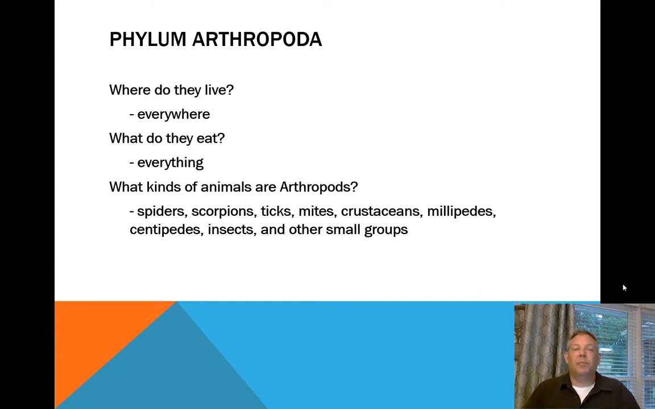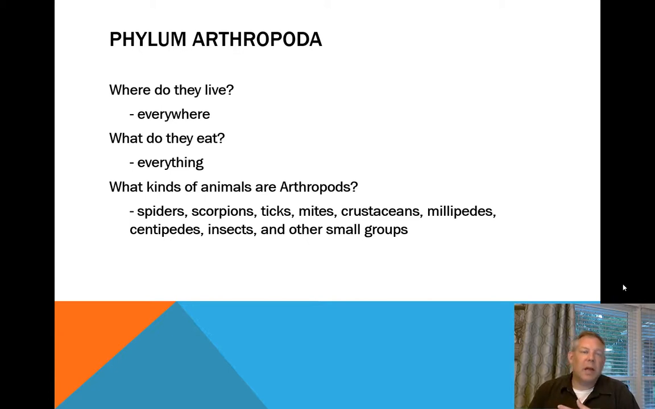Where do you find them? Well, where do they live? Everywhere. What do they eat? Everything. For the most part, you know, I would say they're probably mostly herbivores, but you're going to find herbivory and omnivory and carnivory throughout the phylum.